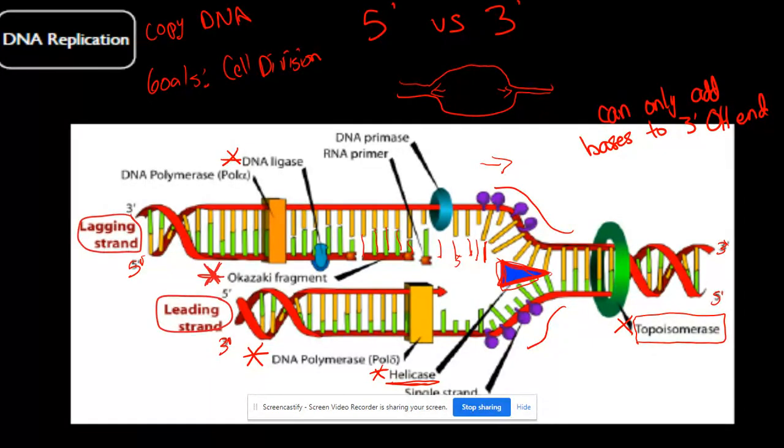The other problem is, when I take a look at the leading strand, realizing there is an RNA primer sitting there, and we're talking DNA. So what's got to happen to that RNA primer?